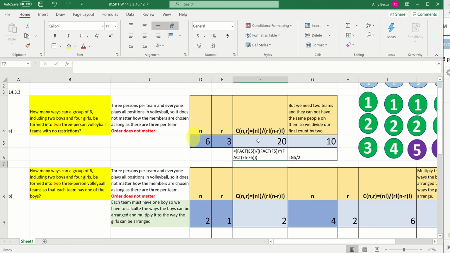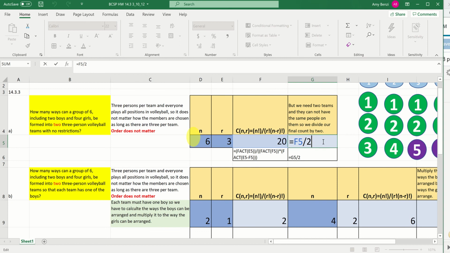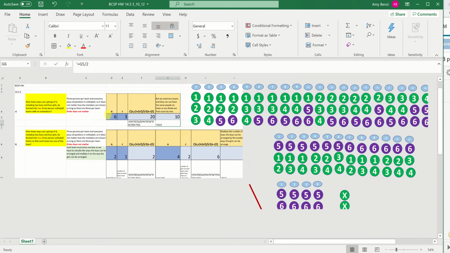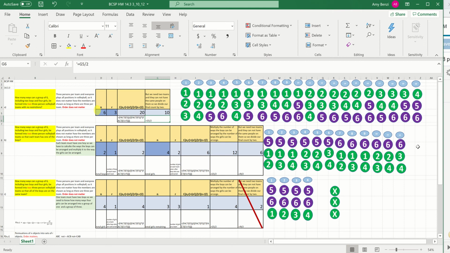All right, and then once I calculated that I have 20 total groups, I then have to divide that number in half, because it says two three-person volleyball teams. So I can only have 10 different sets of two volleyball teams.